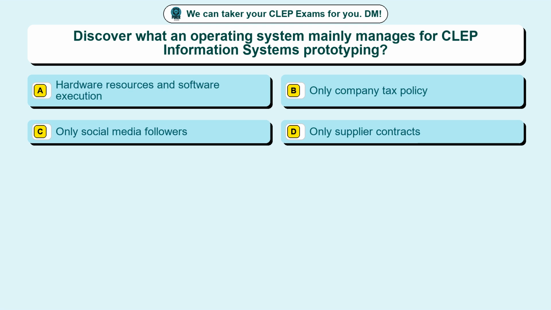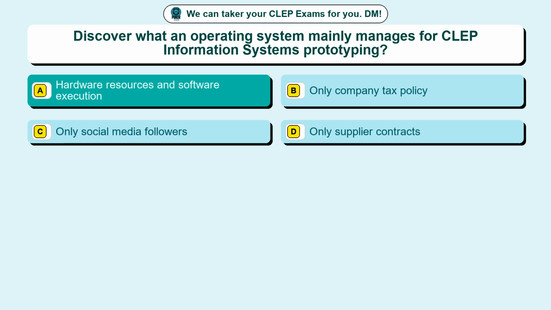Question 63. Discover what an operating system mainly manages for CLEP Information Systems prototyping. Option A. Hardware resources and software execution. Option B. Only company tax policy. Option C. Only social media followers. Option D. Only supplier contracts. The correct answer is option A.